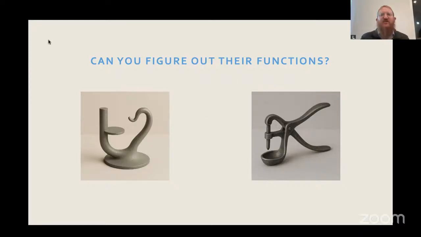So the question for the day is, can you figure out the function, the purpose, of these items that you see in front of you? If something is man-made and doesn't have a function, it's called art, says Elena. Very good. Do these items have a function, and what is the function of these items?